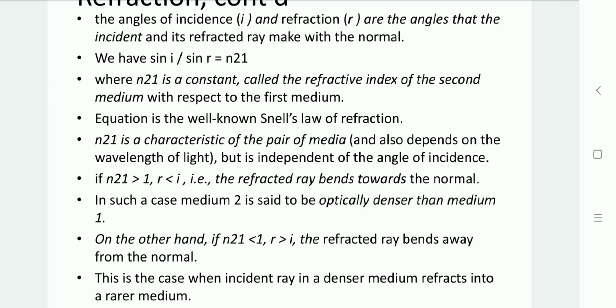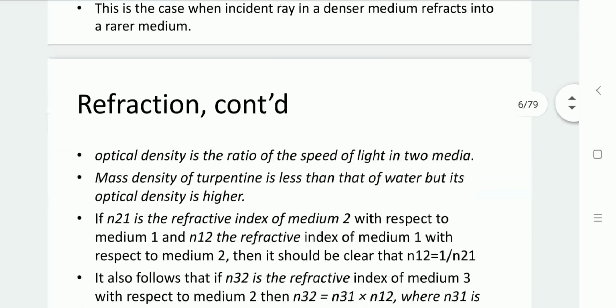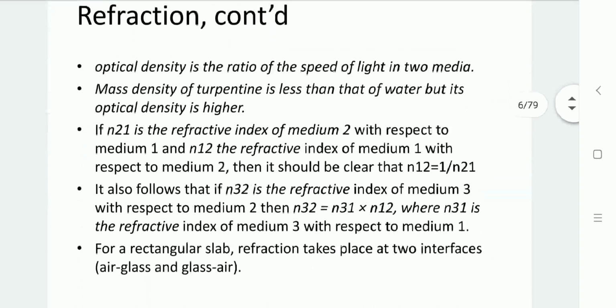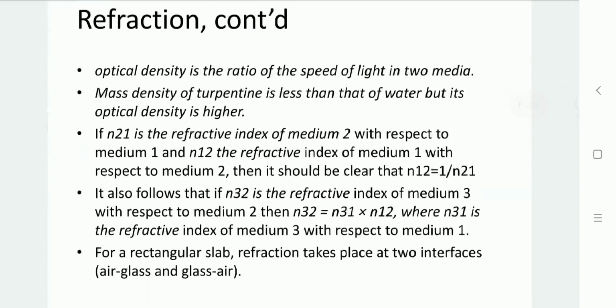Now, if we have three media, the refractive index n32 equals n3 by n2, which is equal to n3 by n1 into n1 by n2. So n1 will be cancelled out, and we will get n3 by n2, that is n32. It shows the refractive index of medium 3 with respect to medium 2.